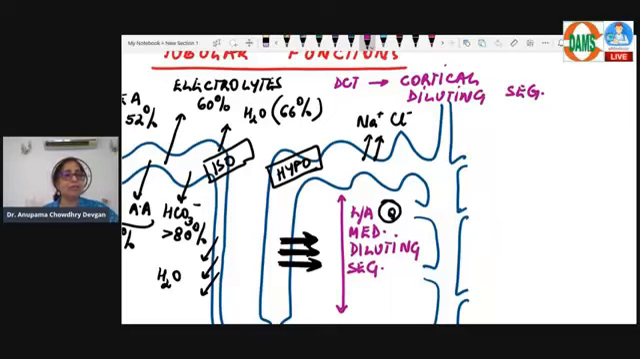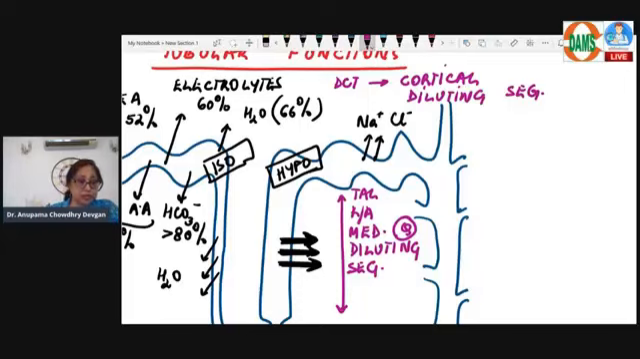There are two diluting segments: a medullary diluting segment, which is the thick ascending limb, and the DCT, known as the cortical diluting segment. But if you ever get a question, and this was asked in the NEET exam, which is the diluting segment? Your better answer is thick ascending limb. Why is the thick ascending limb the most important diluting segment? Because here the reabsorption of sodium, potassium, chloride is much more than what happens in the DCT. So if only one diluting segment, thick ascending limb. Medullary diluting segment, thick ascending limb. Cortical diluting segment, DCT. Okay? See, why is it known as the medullary diluting segment?